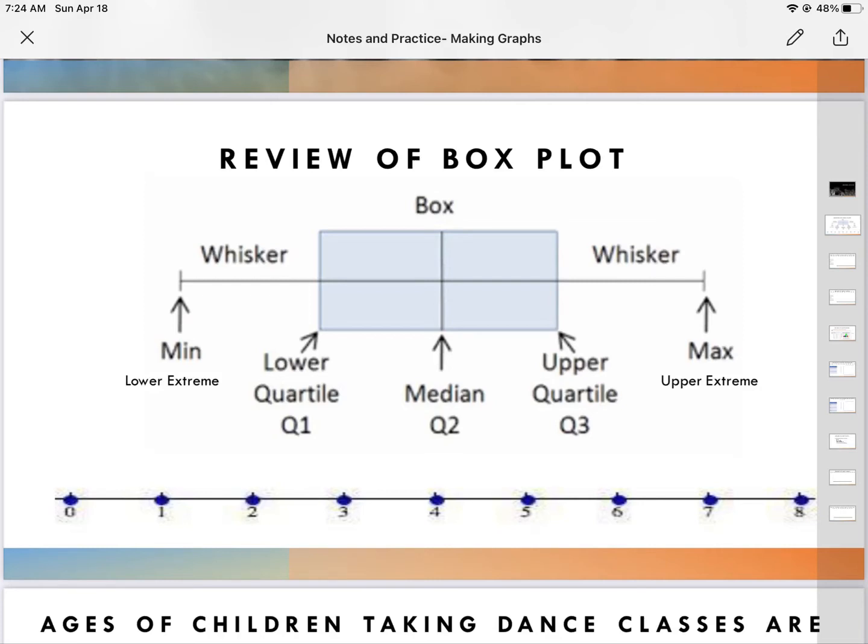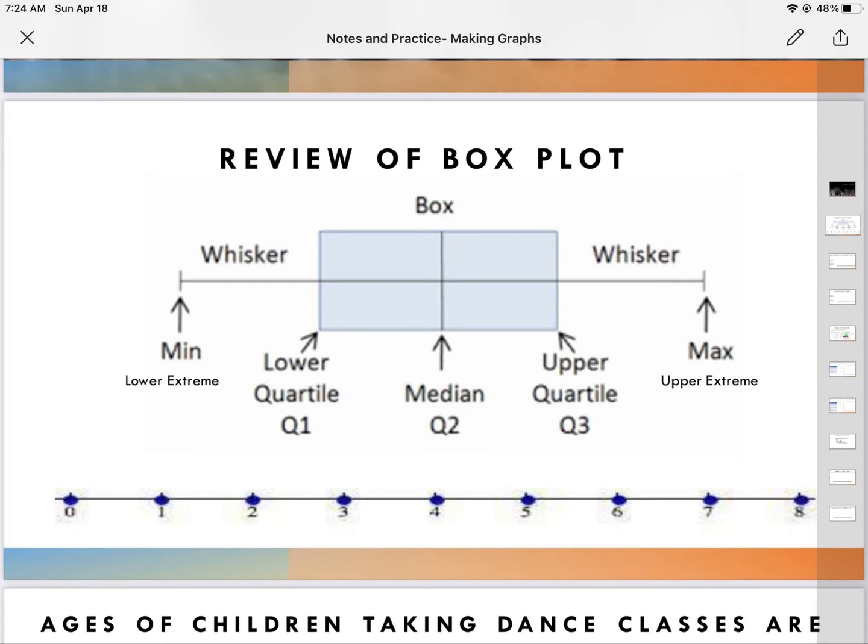Hey guys, so in this video we're going to talk about making different types of graphs. We're going to start with a box plot. This is just a review of what a box plot looks like. You've got your whiskers on the side that take you to your minimum and your maximum. Your lower quartile, your median, and your upper quartile make up the box. And then you have a number line underneath it.